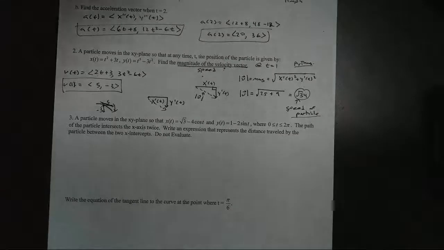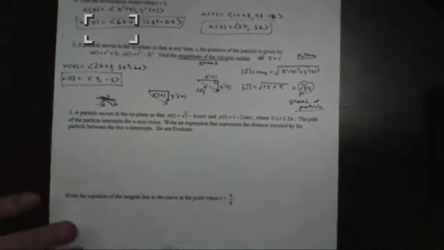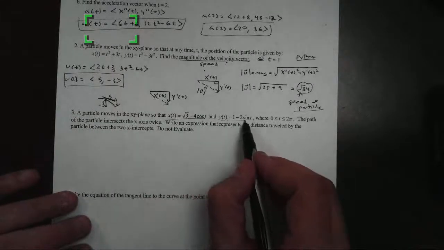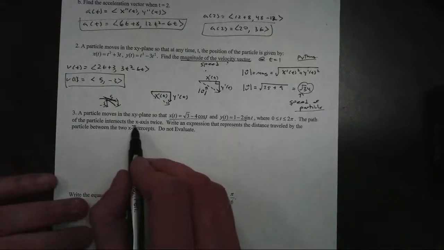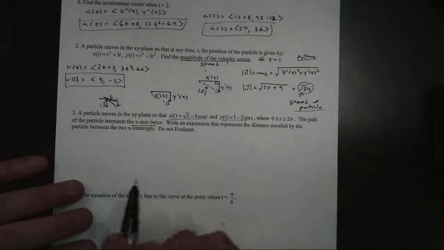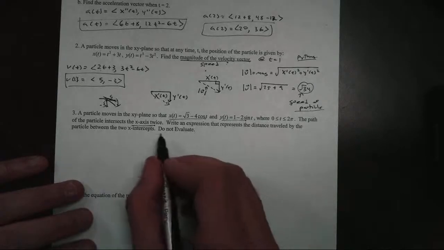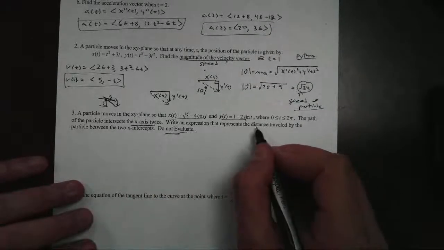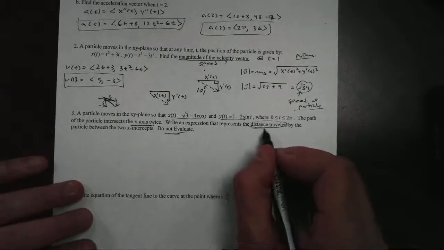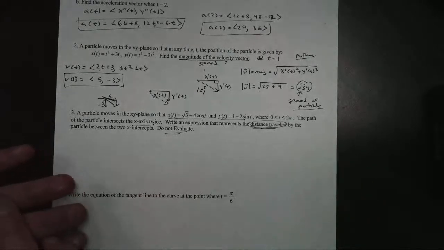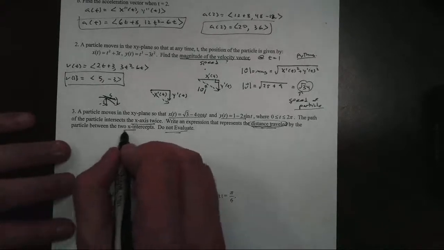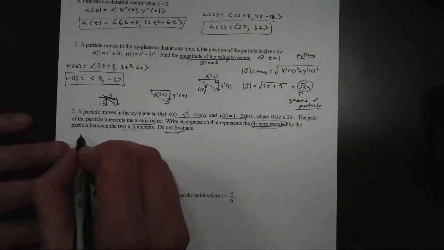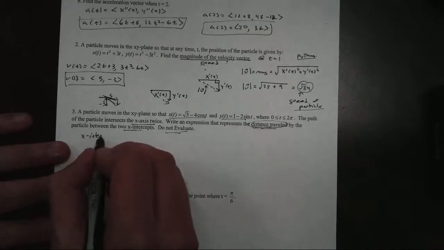Now, let's say we have a particle moving along the xy plane. We are again given the x coordinate and the y coordinate. The path of the particle intersects the x-axis twice. Write, but do not evaluate, an expression that represents the distance traveled. Keyword, do not evaluate. We're going to get the distance traveled in just a second. It's kind of neat how we're going to solve for that. But before we do that, we need to find the two x-intercepts. Well, that's easy enough to do.